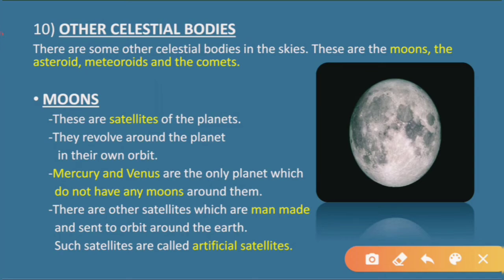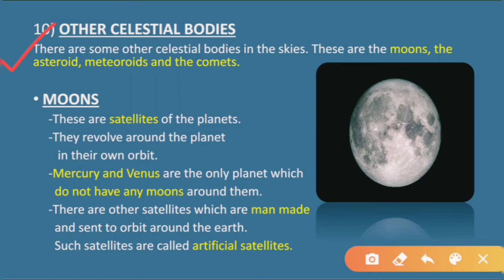Now we will move to our next topic, that is other celestial bodies. Okay, students, what do you mean by the word celestial bodies? Celestial bodies means the bodies or the objects which are present in the sky. Okay, those objects are known as celestial bodies. We will study about this in detail now. See, there are some other celestial bodies in the skies, like your sun and moon. All these are celestial bodies which are present in the sky.